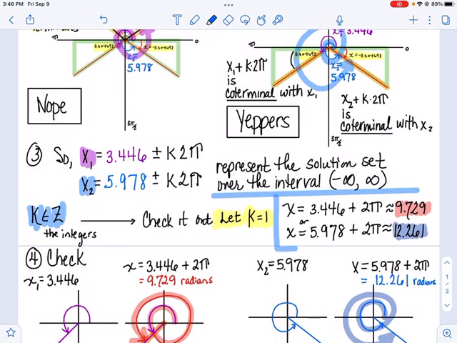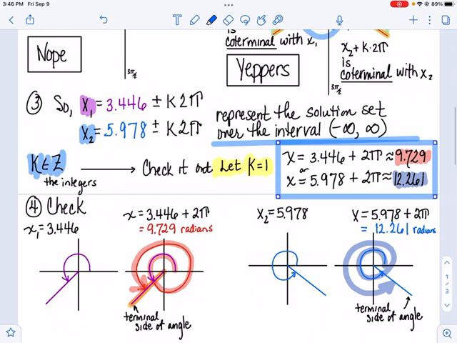Once I have those results, you're looking at those and you're going, okay, I kind of got that. Not really sure, but let's see what it looks like. So x sub 1 is equal to 3.446. That's our initial one over here. When we check it with k equal to 1, then x is equal to 3.446 plus 2 pi, which gives us 9.729 radians. That gives us the same terminal side as you go around with the purple angle at 3.446. We're adding 6.28, and that makes sense: about 6.28 plus 3.446 is 9.729 radians.